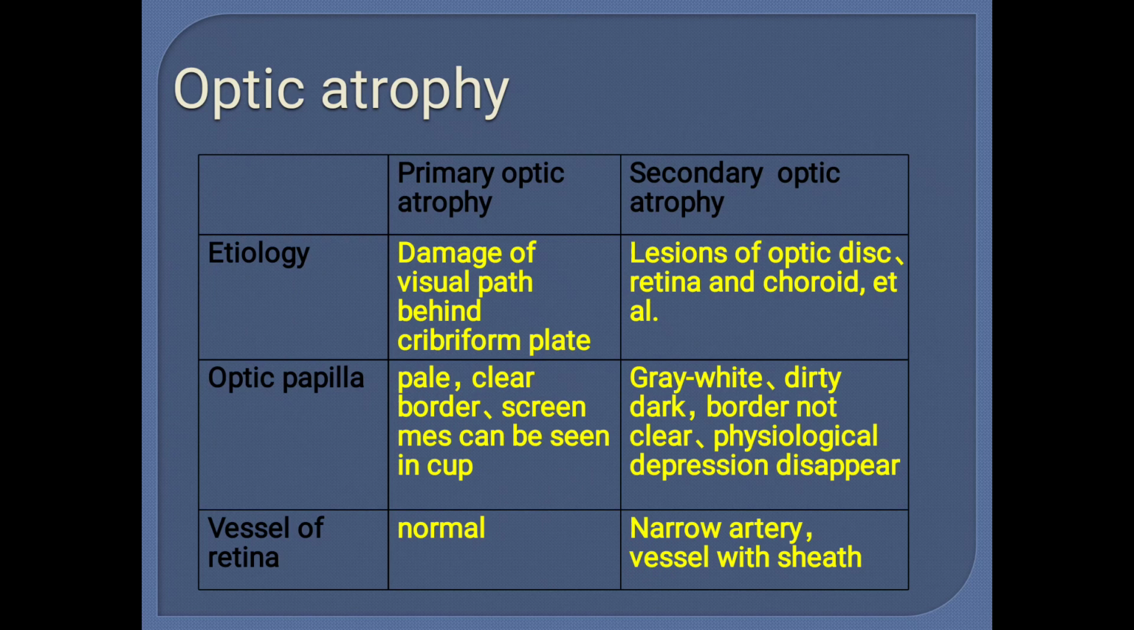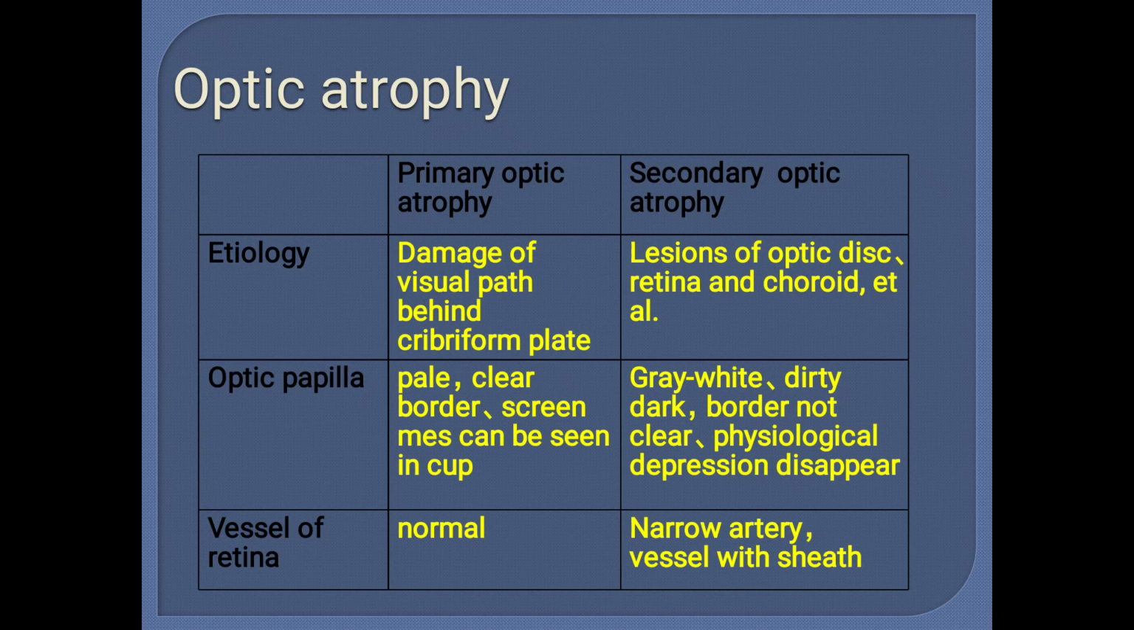Primary optic atrophy is because of damage of the visual pathway behind the cribriform plate, and lesions of the optic disc, retina and choroid will cause secondary optic atrophy. So retrobulbar neuritis will cause a primary optic atrophy. The optic disc surface will be pale, with a clear border, in case of primary optic atrophy, whereas we might notice some sclerosis in case of secondary optic atrophy.